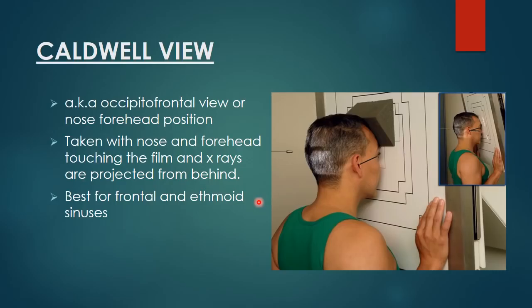The next view is Caldwell view, also known as occipitofrontal view or nose forehead position, because it is taken with the nose and the forehead of the patient touching the film and the X-ray is projected from behind. It is best for frontal and also ethmoid sinuses.